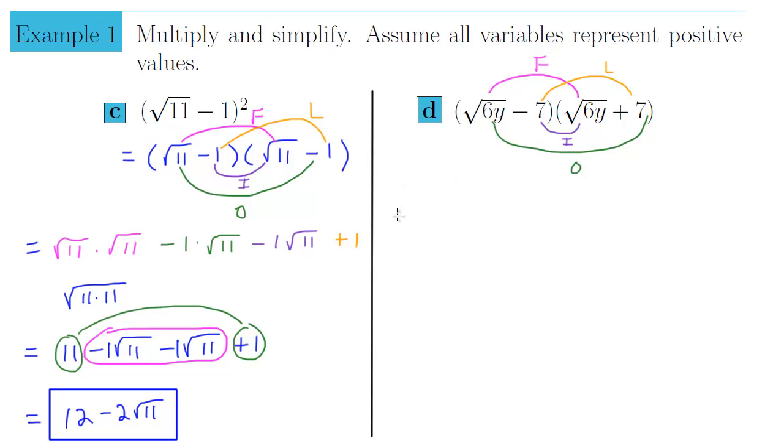So, like before, let's write it all out. We're going to end up with root 6y times root 6y, right, plus 7 times root 6y from the outer terms. Now be careful because on the inner term you have a minus 7, so this is going to be minus 7 times root 6y. And then finally the last terms, negative 7 times positive 7 is negative 49.